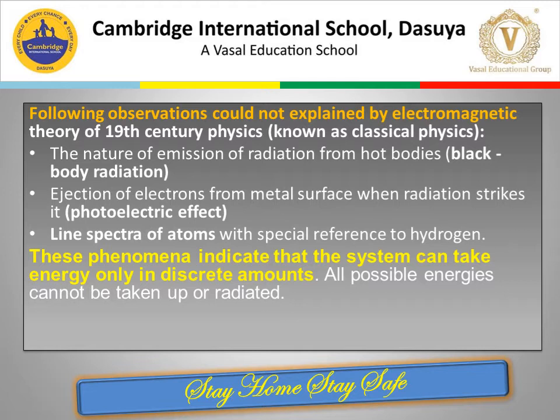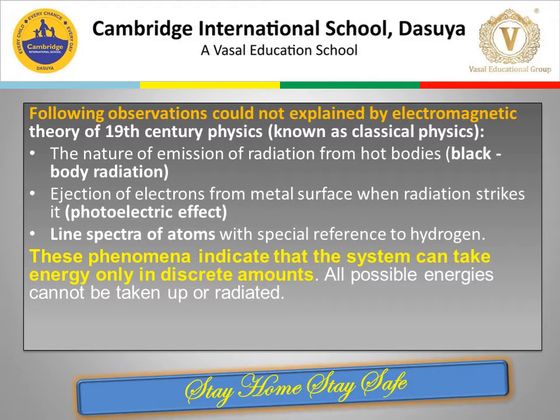Detail of diffraction and interference you will be studying in physics. So what we are discussing is that the wave theory was successful in explaining many of these facts like reflection, refraction, interference, diffraction. However, there were many facts which could not be explained by the electromagnetic theory, also known as classical physics. For example, it could not explain the nature of emission of radiation from hot bodies, that is also called the black body radiation.